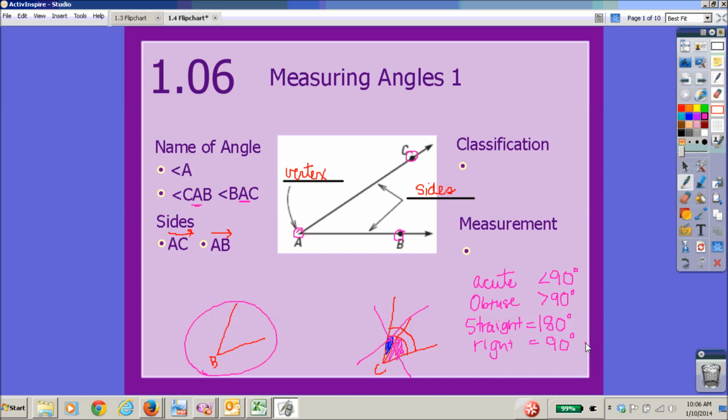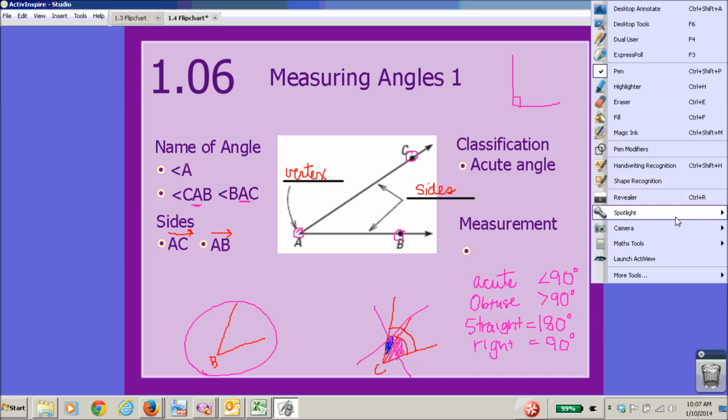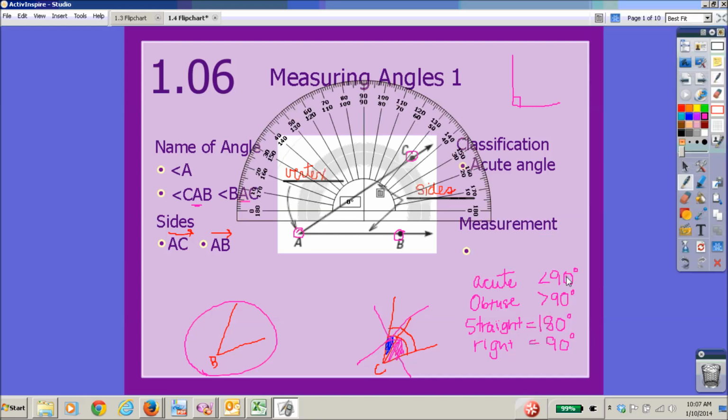All right, so if I look at this picture, without even having to measure, this is less than 90. 90 would be like that. Less than 90, so it needs to be acute, and it is. Now, measuring this angle, I'm going to grab my protractor. Hopefully you have yours available.